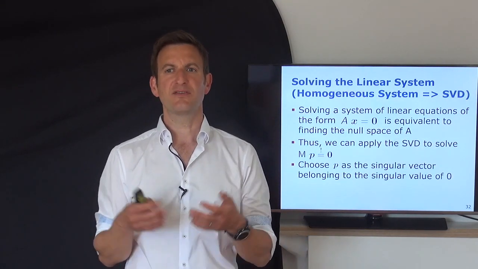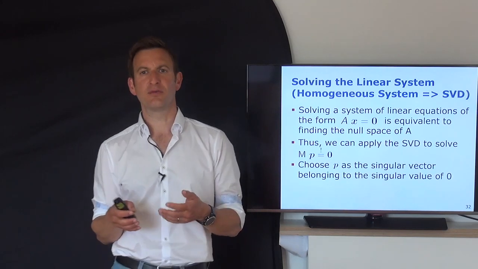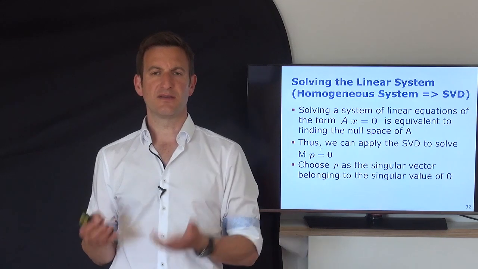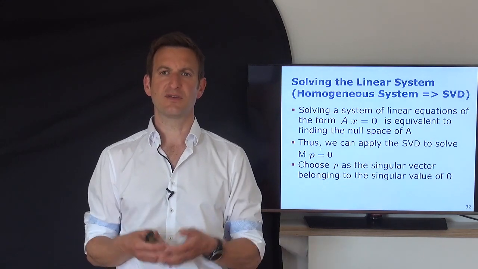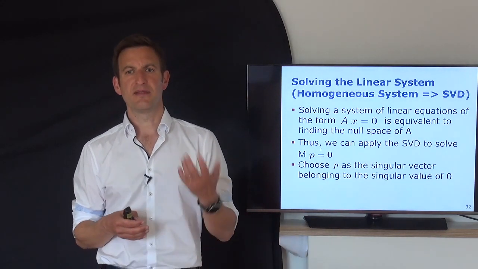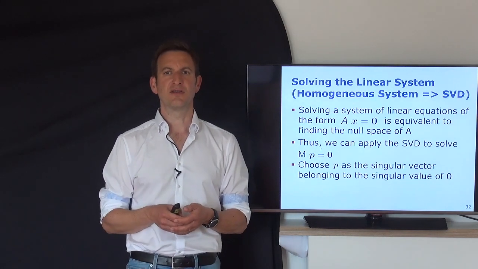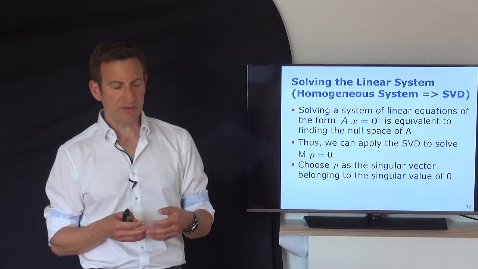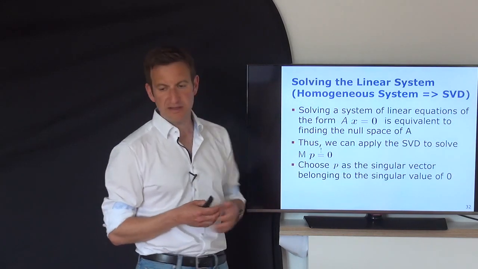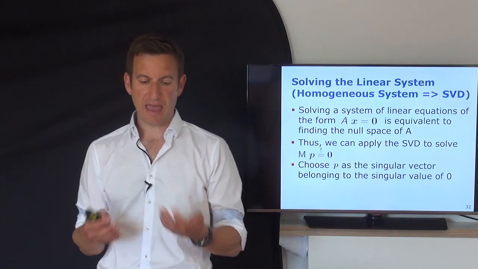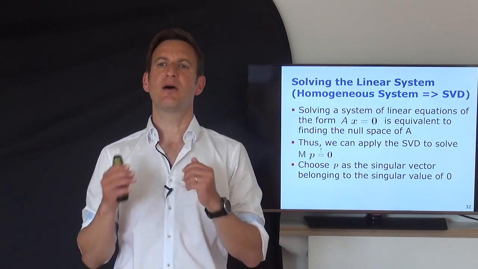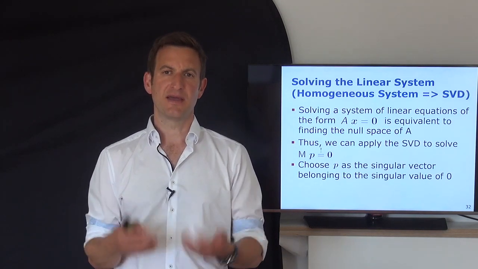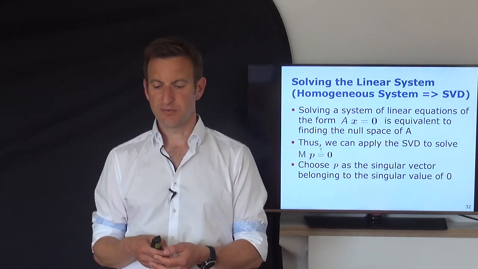And how to find that null space? For that, we can use the singular value decomposition, which is a technique for finding the singular values and singular vectors. And if I have a singular value that is zero, I know that the corresponding singular vector is part of the null space of A. So what do we need to do for this? We need to apply the SVD to our matrix M in order to pick out the singular vector which corresponds to the singular value of zero, and this is then a solution to P.